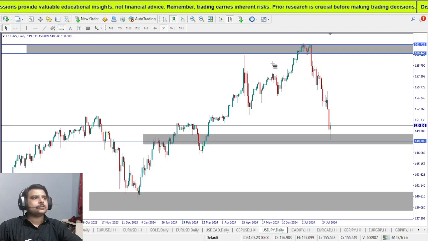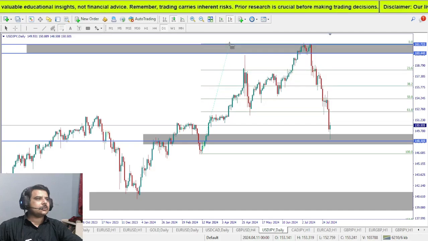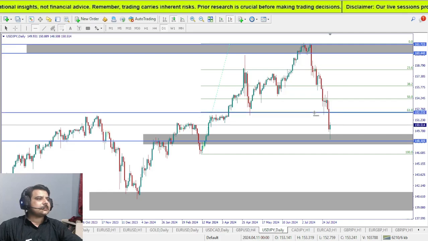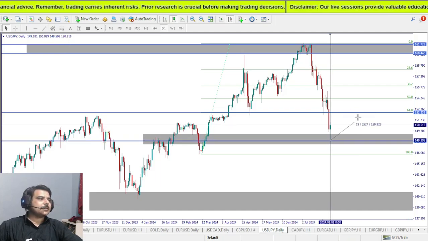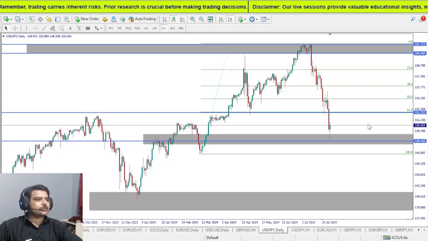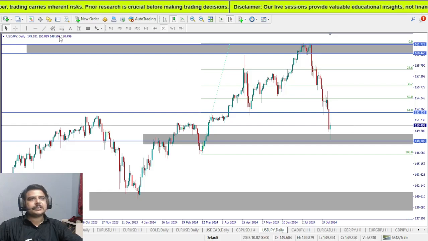But if you want to trade it towards the top side of the market, definitely this is the previous 61.8% retracement that is broken. So there is a possibility this market can go into a range between 152.232 and 148.305, so let's see which one comes first.